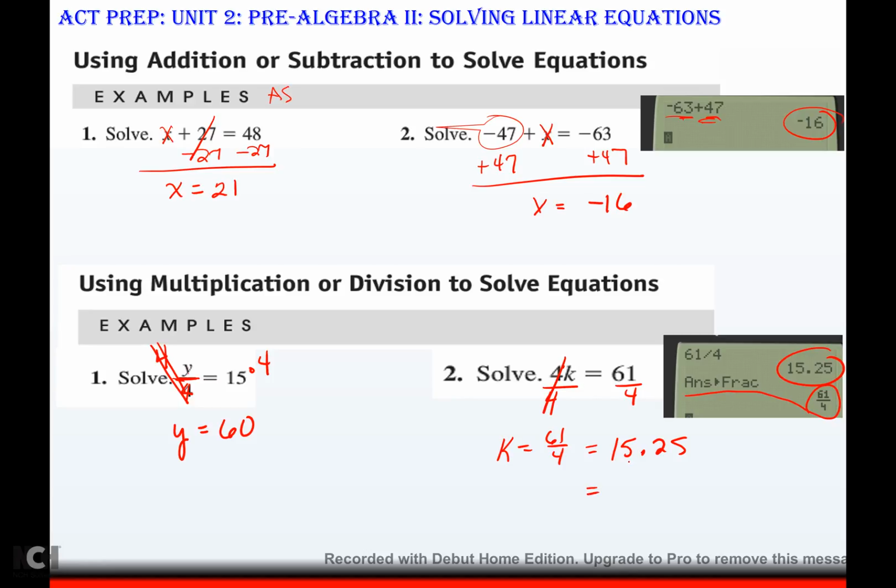If they want a mixed number, well, there's 15 whole, and you should just have memorized by now that 0.25 is a quarter. So it would be 15 1/4 as a mixed number, 15.25 as a decimal, 61/4 as a fraction. All three of those are correct answers. So you got to be on your toes on which form they're going to leave their answer in.